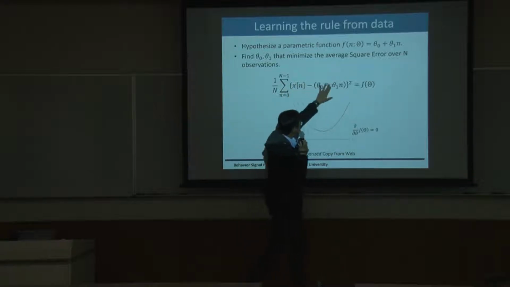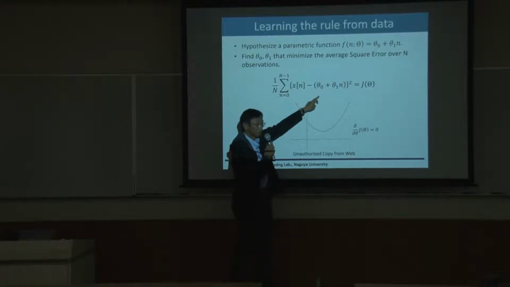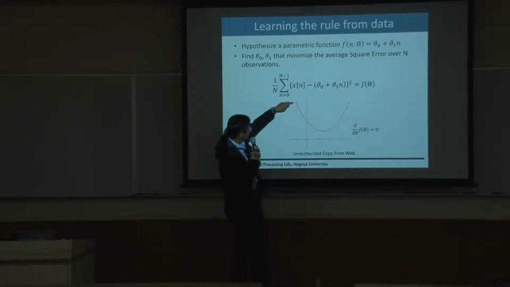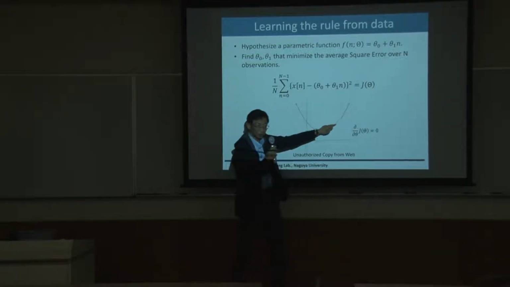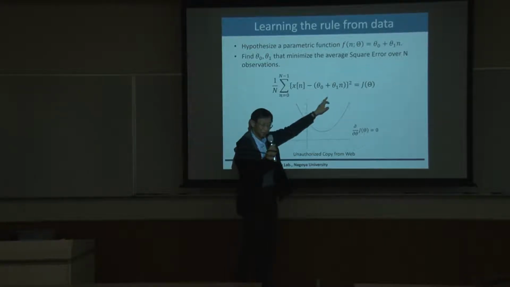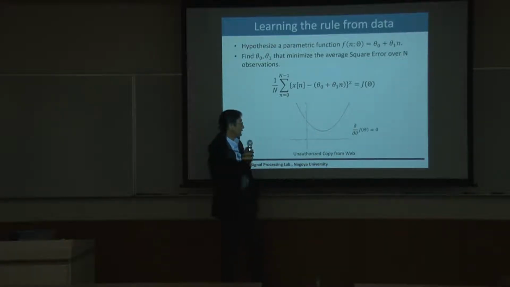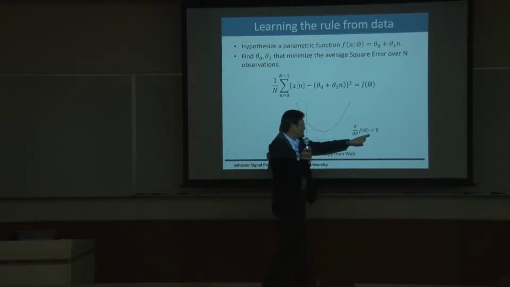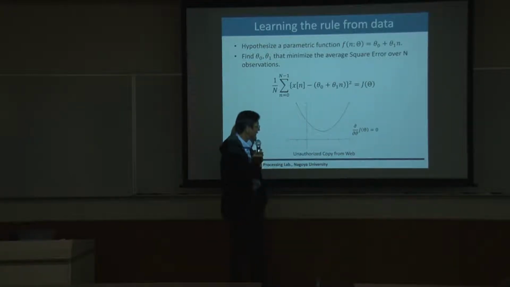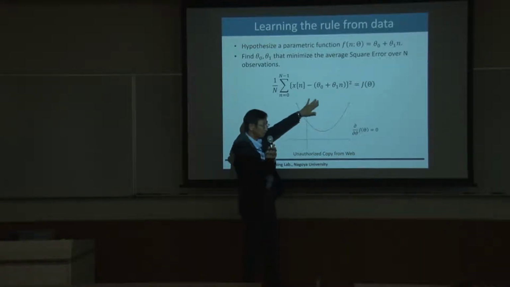Again, this is the error function. If you plot this function with respect to theta 0, because this is quadratic in theta 0, the shape of the error becomes like this quadratic function. And what is the minimum error value of theta 0? It's clearly here, right? The point that gives you zero derivative with respect to the parameter. So it's very easy and general.